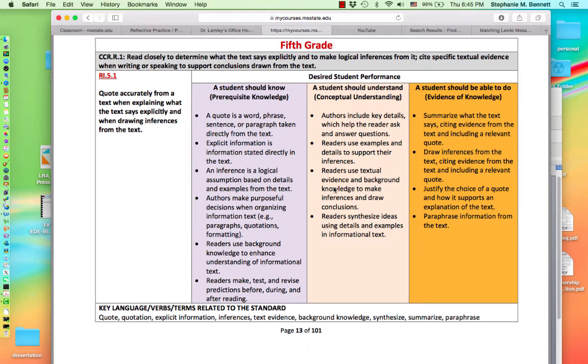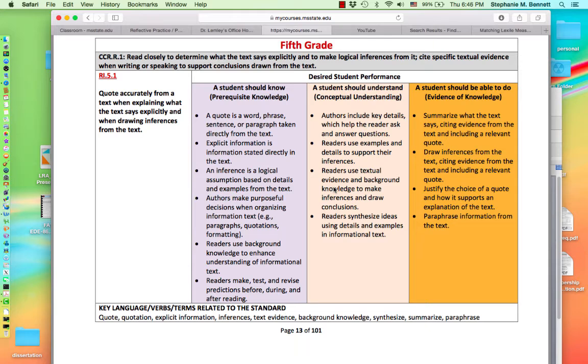In the middle, with the pink box, is the conceptual understanding. So this is what the students should understand through this particular standard. So thinking about when we're teaching this standard to our students, what we want them to understand conceptually, so be able to walk away with this conceptual knowledge. So that authors include key details, which helps readers ask and answer questions. Readers use examples and details to support their inferences. They use textual evidence and background knowledge to make inferences and draw conclusions, and they can synthesize ideas using details and examples in an informational text.